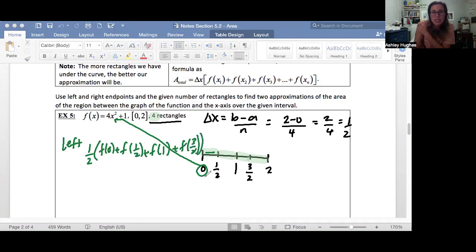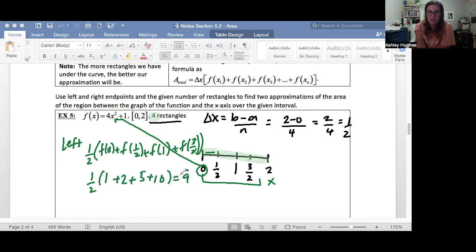And for the left hand, you're going to use all of these. You're going to leave out the right one because you can only use 4, because you only have 4 rectangles. You're drawing your heights over like this from the left. Okay, so your left hand rectangles look like that. So if I put that on my calculator, you should get 9. Because it's 1/2 times 1 plus 2 plus 5 plus 10, and we get 9.